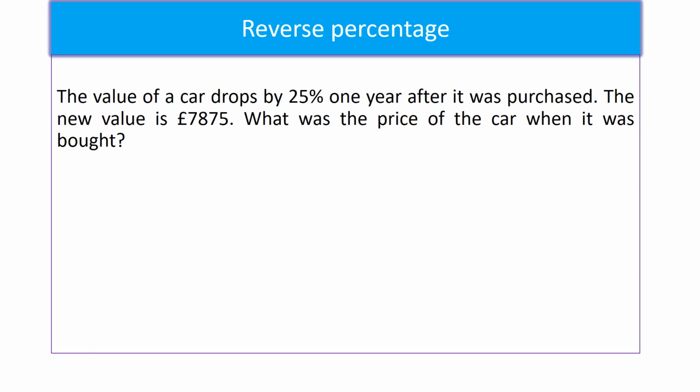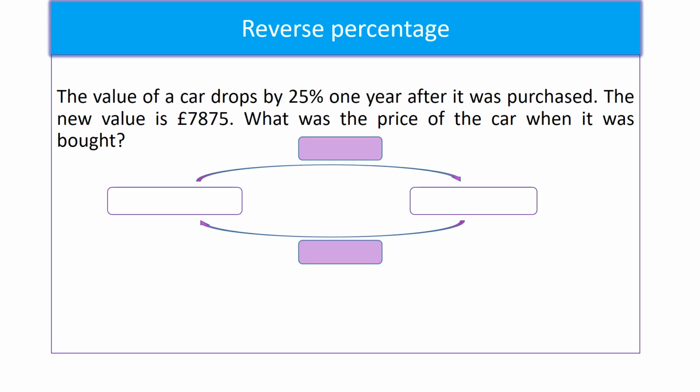And another example. The value of a car drops by 25% 1 year after it was purchased. The new value is £7,875. What was the price of the car when it was bought? So again, let's work out the multiplier. Now the value of the car drops, so it's no longer 100%, it's 25% less, which is 75%, and that is 0.75 as a decimal, so this is the multiplier.